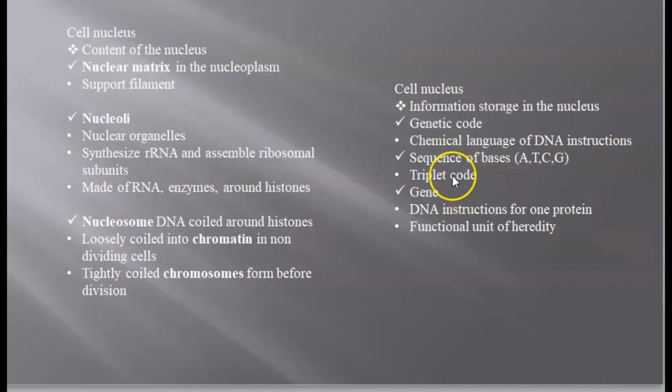This triplet codon, the instruction is contained in a gene. It tells a cell how to make protein. The information is contained in the gene. This triplet codon will tell a cell how to make protein. We say a gene is the DNA instruction for one protein and is the functional unit of heredity. We are going ahead.